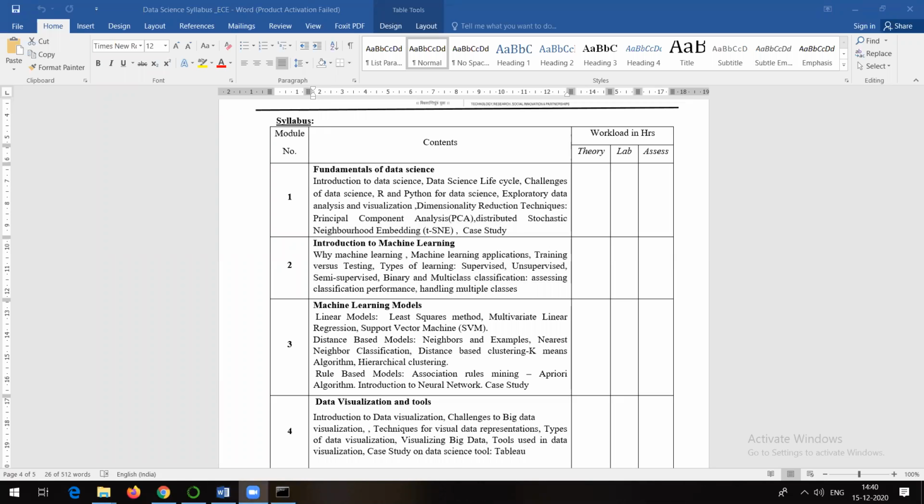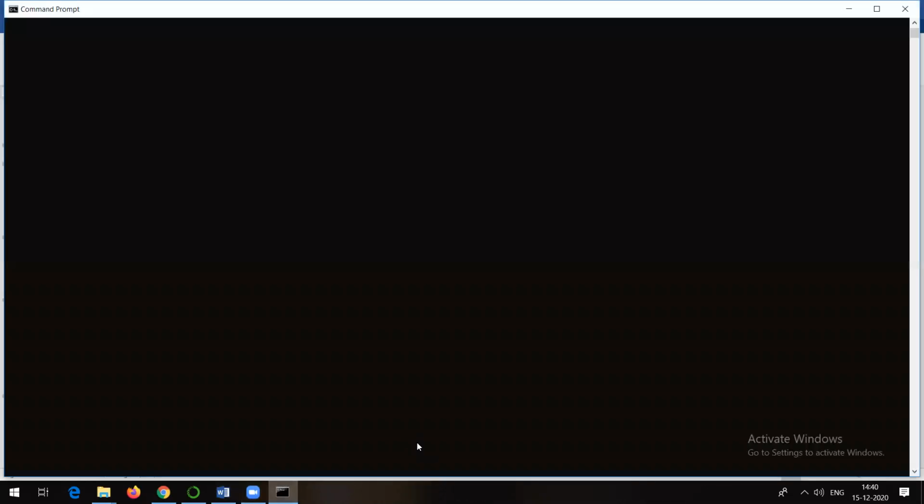So, let me start with machine learning, second unit. Here we will try to differentiate machine learning from other terms, and see from where it has actually come. And then, in brief, we will try to see what machine learning actually is. We will try to differentiate all this stuff.